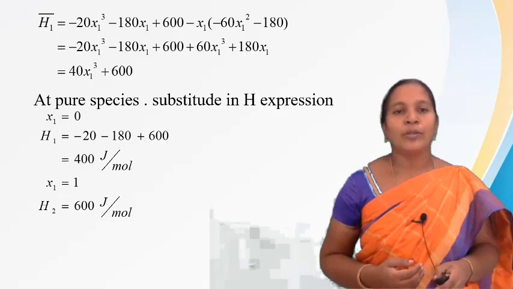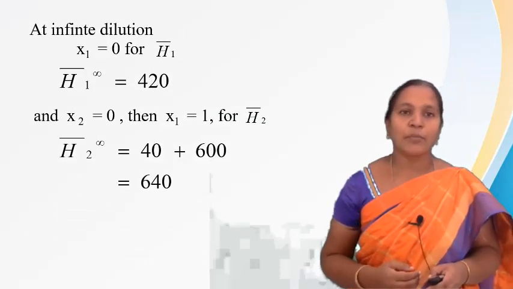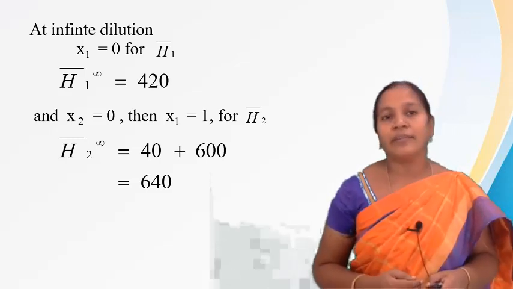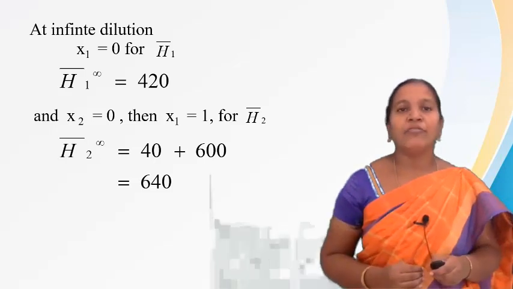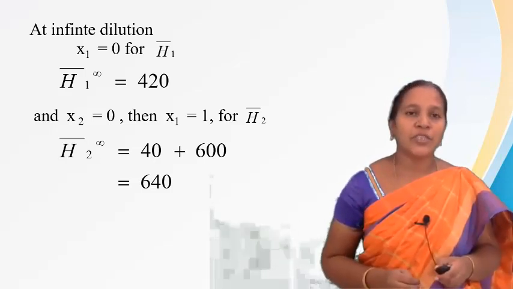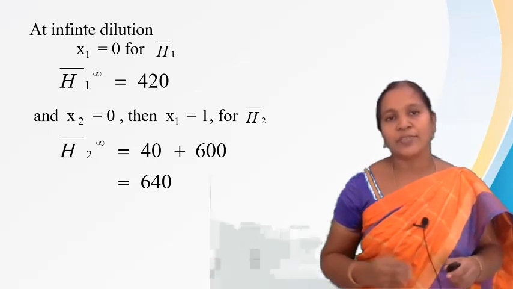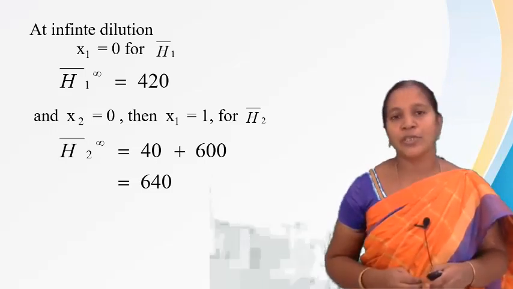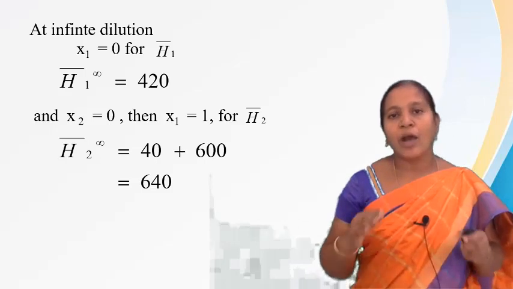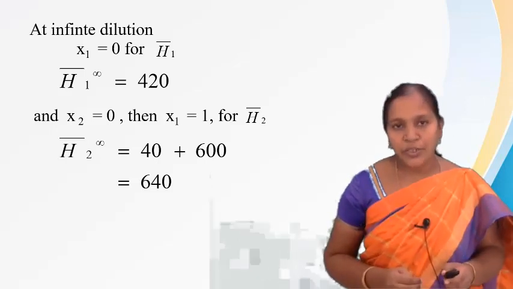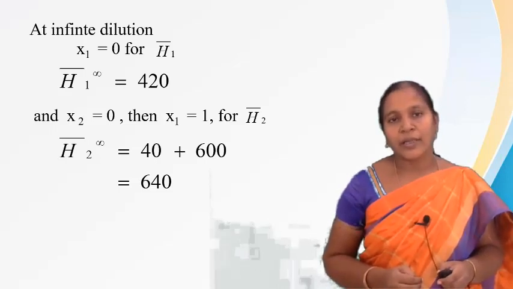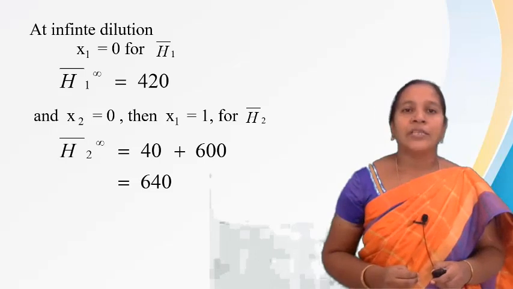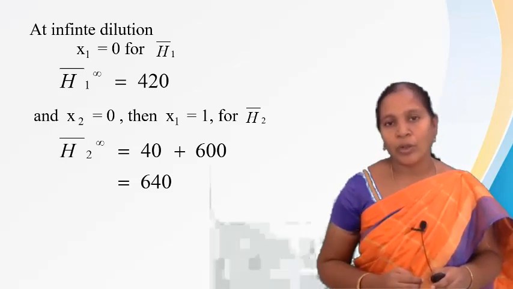And coming to third part, calculation of partial molar properties at infinite dilutions. We already calculated H1 bar and H2 bar. For infinite dilutions, we have to substitute x1 is equals to 0 for H1 bar and x2 is equals to 0 for getting the value of H2 bar. After substituting x1 is equals to 0, H1 bar is equals to 420 joule per mole.